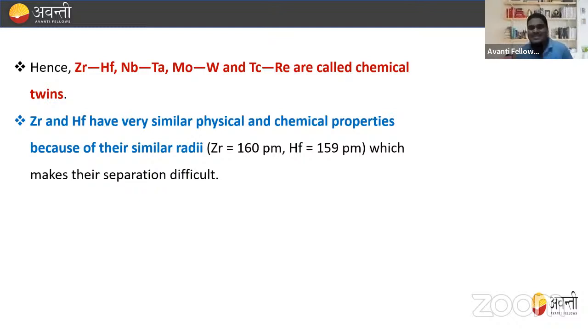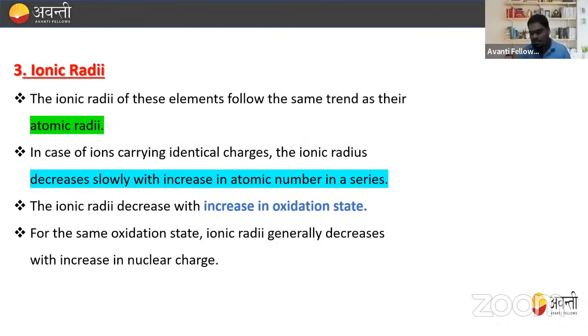If someone says the separation of the transition elements is easy, you can say that no, the separation is not easy. Separation is very difficult because their size is almost the same. If we're talking about zirconium and Hf, then their size is almost the same. So this is all about the atomic radius. So I hope it is clear to you what atomic radius is all about.